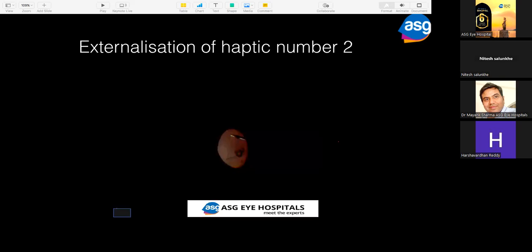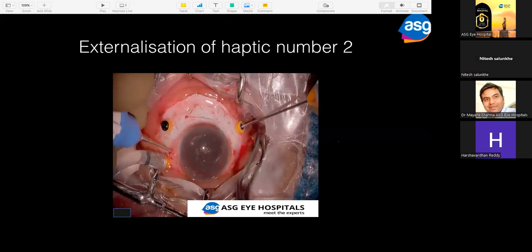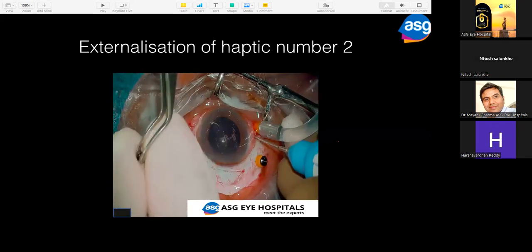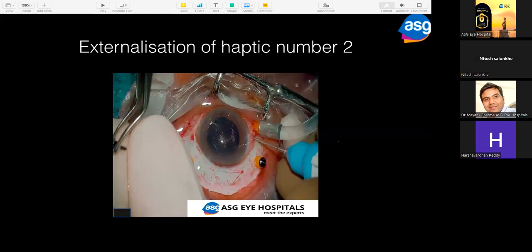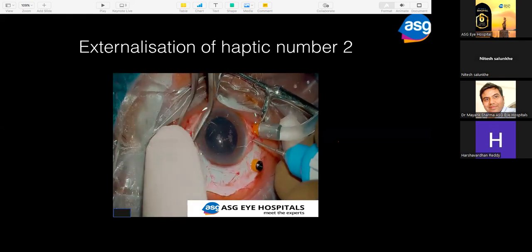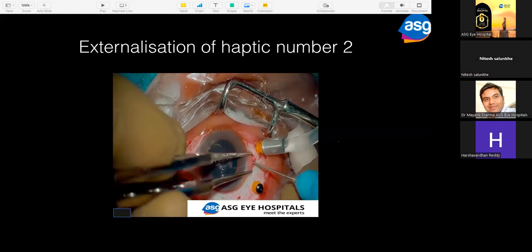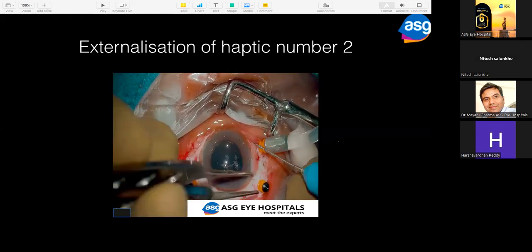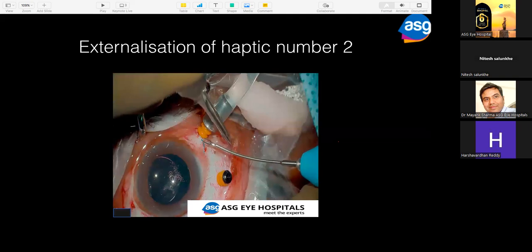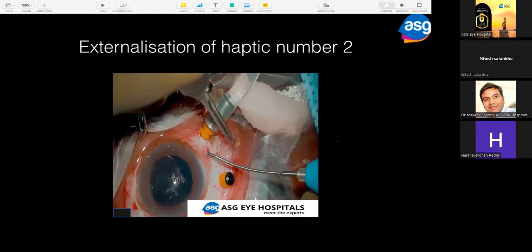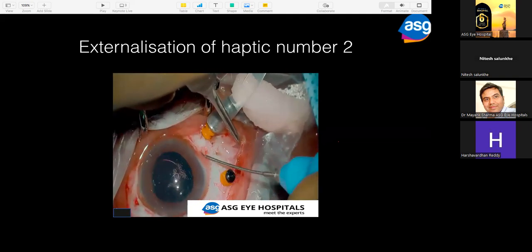Now, what do you do with the trailing haptic? Like I said, we pushed it into the vitreous cavity. There you've grasped it. And same thing, you bring it out from the sclerotomy and tuck it into the scleral pocket, which is right next to the sclerotomy opening.